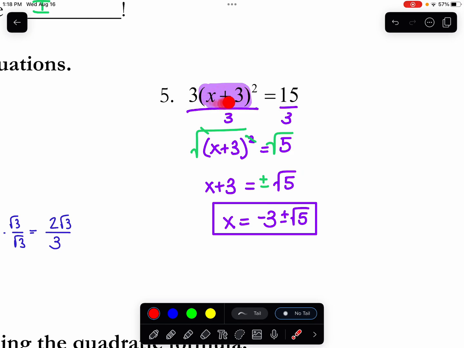For this one, all that differs is the quantity that's being squared has 2 terms. It's not just x squared, it's x plus 3 squared. So we're going to isolate this whole quantity. So we'll divide both sides by 3.